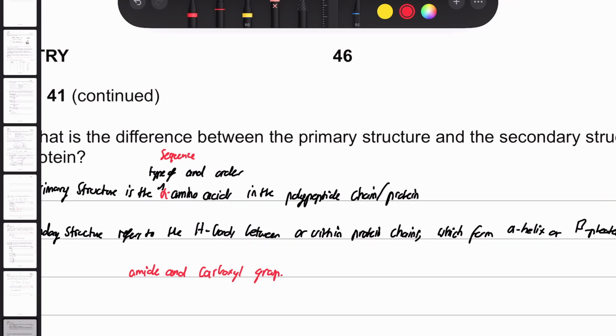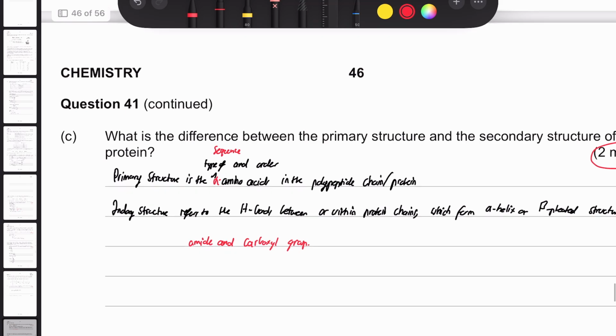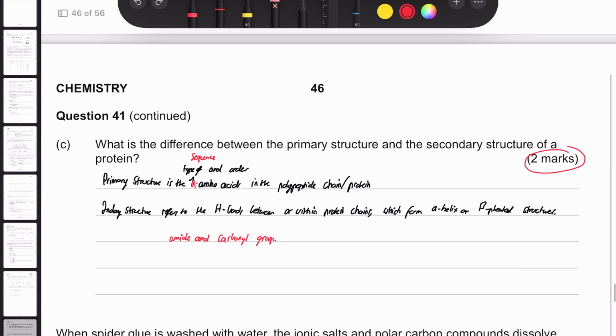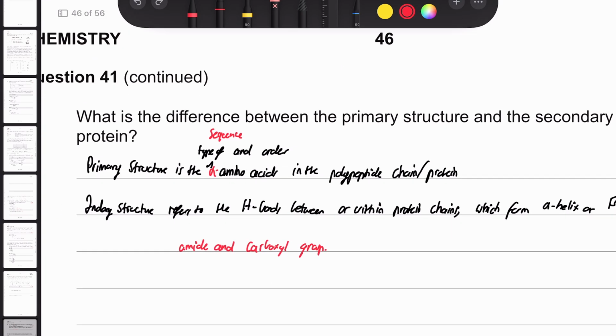And then for secondary, there's 3 possible ways you could have answered. You could have said how the amide and carbonyl groups in a protein chain interact to form alpha helices and beta pleated sheets. Or you could have said secondary structure results from interactions through hydrogen bonding between amide and carboxyl groups. Or you could have said interactions in a protein chain to form alpha helixes and beta pleated sheets. I said they form alpha helixes or beta pleated sheets through the hydrogen bonds. So I gave myself the full 2 marks there. And again, I gave myself the primary structure mark.